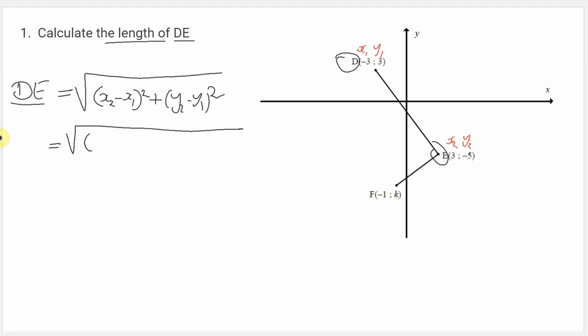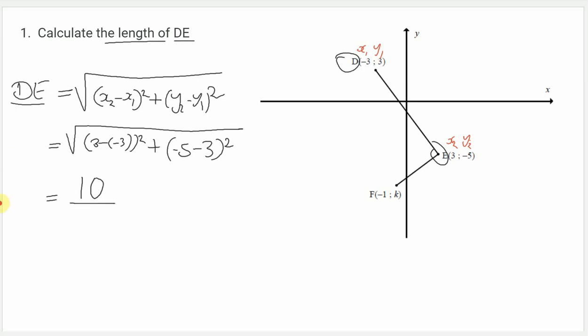So this means that distance is x2, which is 3, minus negative 3, squared, plus y2, which is negative 5, minus 3, and then you square that. And then if you punch everything straight into your calculator, you will find that the distance is 10.